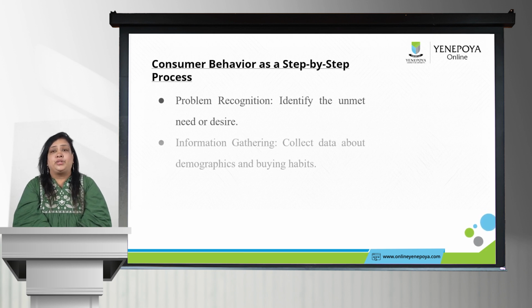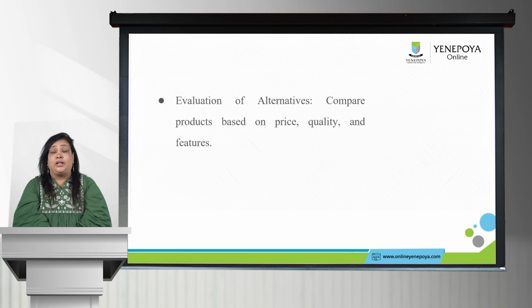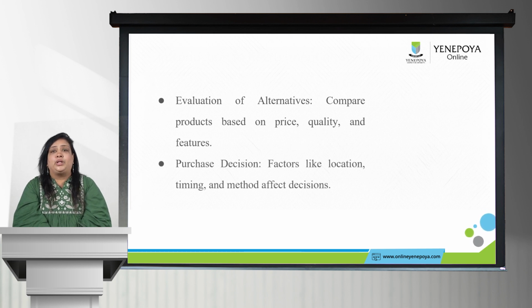The next point is information gathering. Collect data about consumer demographics, preferences, and buying habits. Use sources like customer feedback and market research to understand their behavior. And the next point is evaluation of alternatives. Analyze how consumers compare products or services based on price, quality, and features. Understanding this helps the business position their offering competitively. And the next point is purchase decision. Study factors like timing, location, and method of purchase to streamline the buying process. Example, an online store may optimize its checkout process for faster conversion.